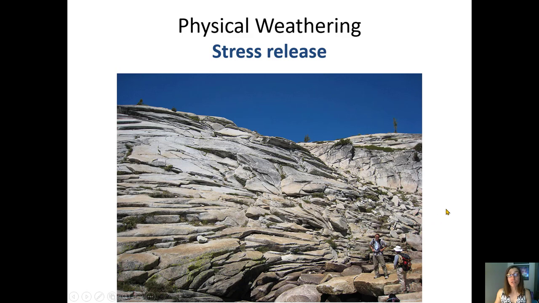So here's an example of stress release. You'll see this in Yosemite. You see this happening in the rocks in Joshua Tree National Park as well.